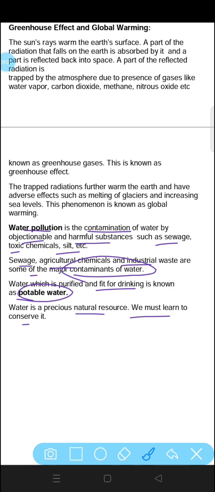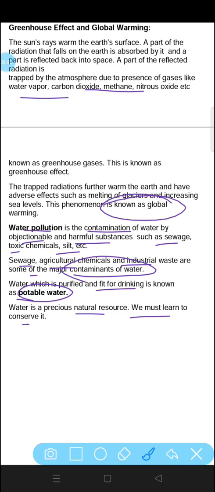Greenhouse effect, we have talked about the greenhouse effect, the effect in which when the radiation falls on the earth, it is absorbed by it and a part of it is reflected back. When it is reflected, the reflected radiation is trapped by the gases in the atmosphere. This condition is called the greenhouse effect, and greenhouse gases are water vapor, carbon dioxide, methane and nitrous oxide. This leads to the greenhouse effect, and the greenhouse effect leads to global warming. The rise in the temperature of the atmosphere is called global warming.